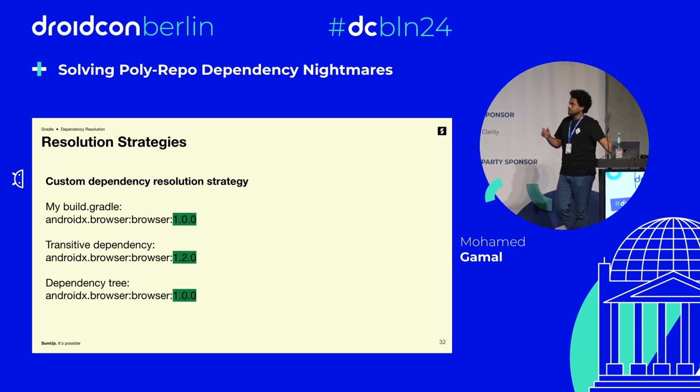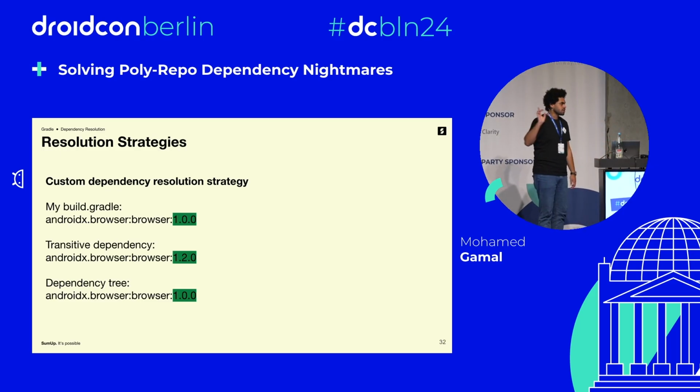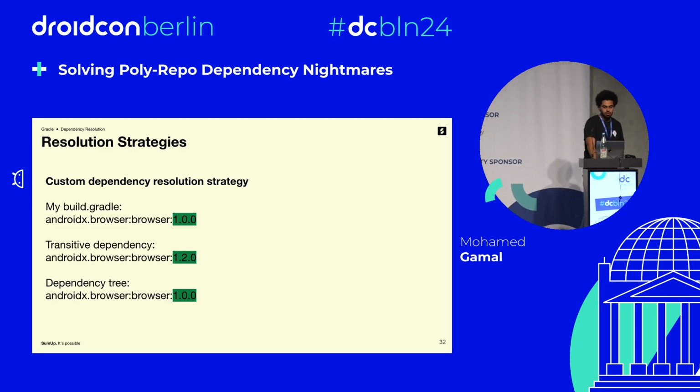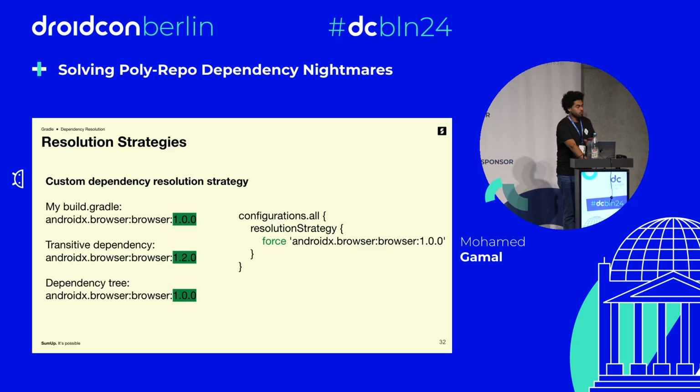How can we customize it to use the versions that we really want, which is 1.0.0? Gradle has some custom resolution strategies. So you can force the version you want. If you force this, it applies to the whole project. So whenever it finds this browser, it will use version 1.0.0, which is fine.